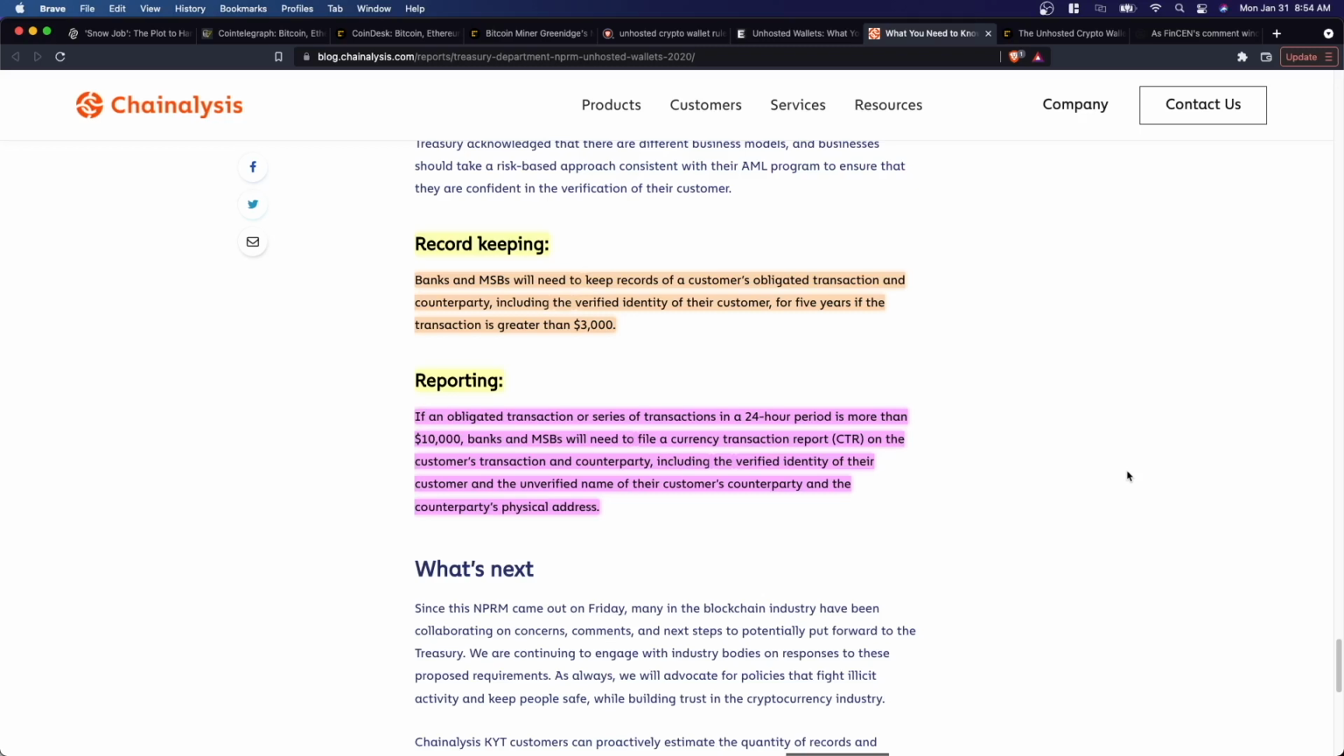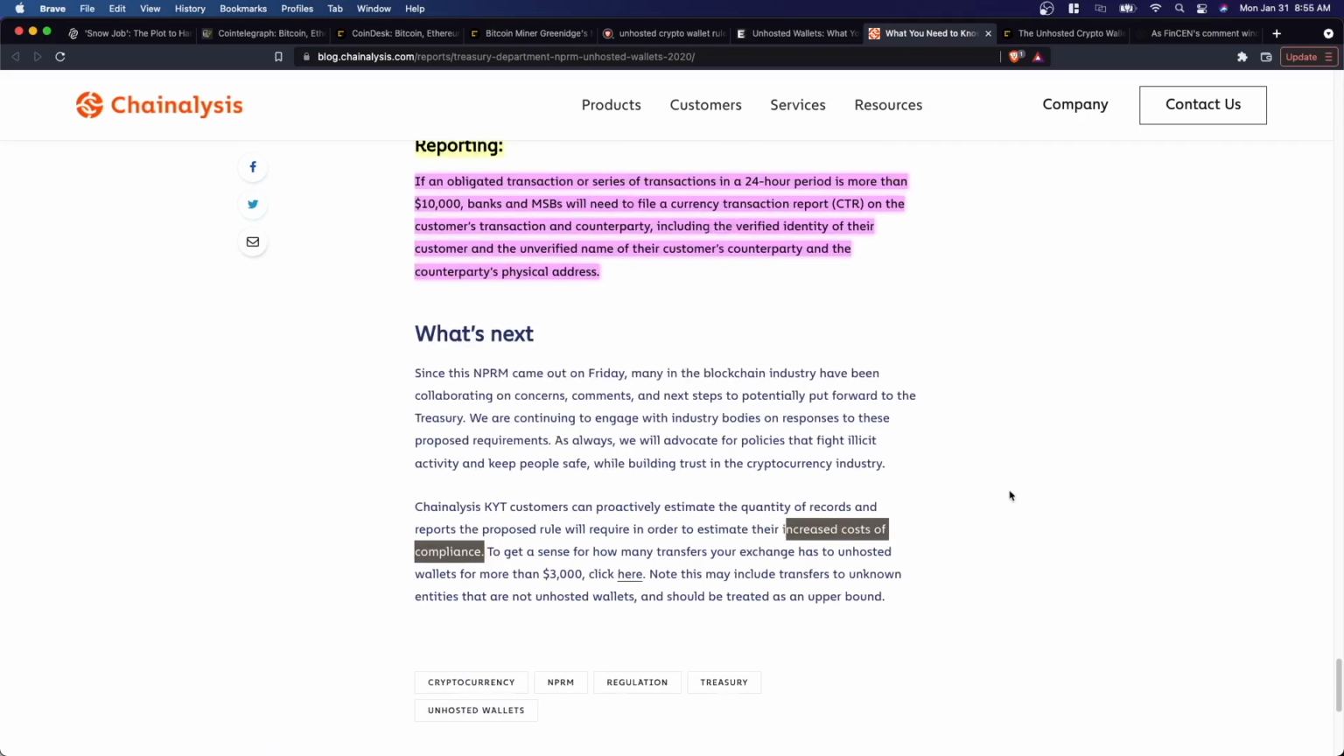And the last prong is reporting. If an obligated transaction or series of transactions in a 24-hour period is more than $10,000, banks and MSBs will need to file a currency transaction report, or CTR, on the customer's transaction and counterparty, including the verified identity of the customer and the unverified name of the customer's counterparty and the counterparty's physical address.